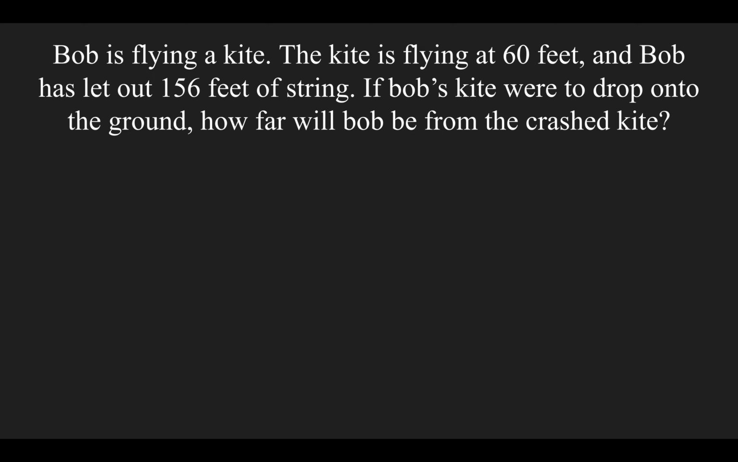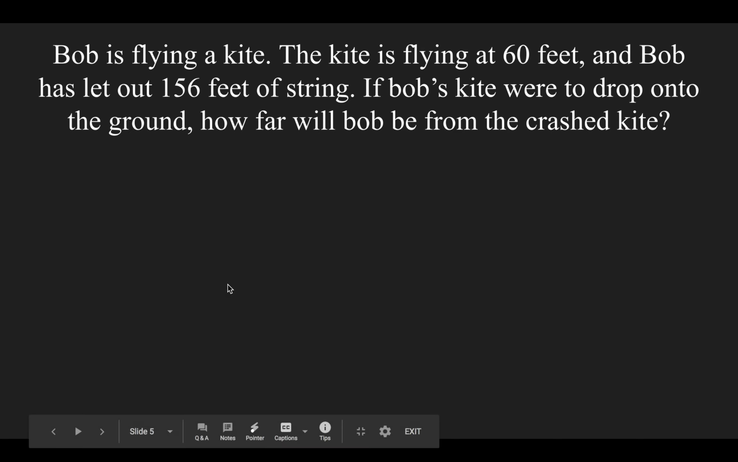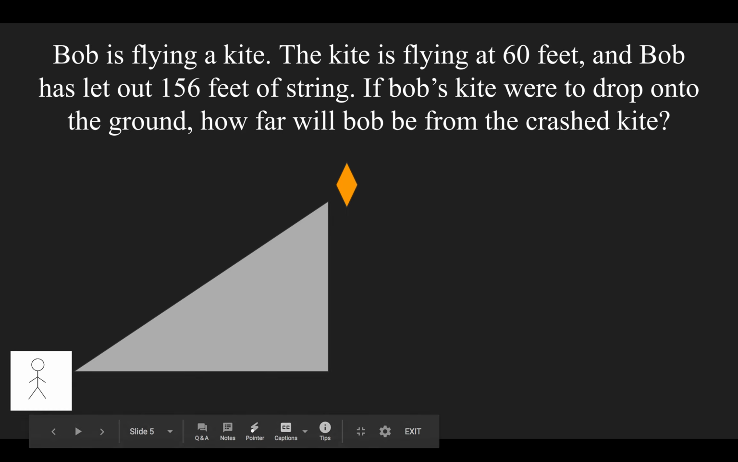So next one, Bob is flying a kite. The kite is flying at 60 feet, and Bob has let out 156 feet of string. If Bob's kite were to drop onto the ground, how far will Bob be from the crash site? So here I made my little guy. We have Bob right here, and we have his kite up here.